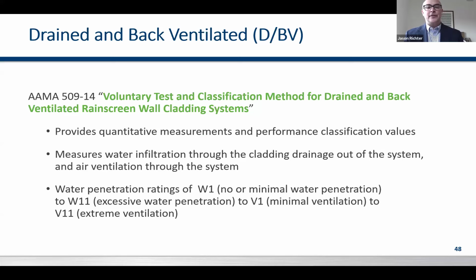Drained and back vented assemblies do have an AMA test. It is a voluntary test. I will caution you that no manufacturer has this testing because this is for the wall assembly. So you have insulation, vapor barriers, subgirts, framing, sheathing, and the rainscreen cladding all as a part of this. So this is usually a one-off, one-of-one test that you have to do. But it is there to test for water penetrations. It's a W1 through a W11, and then a V1 through V11 for the ventilation established within the rainscreen assembly.